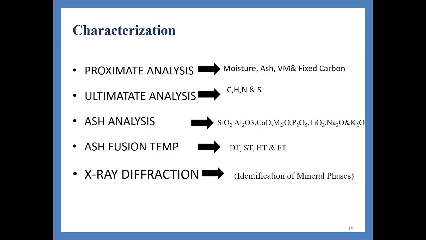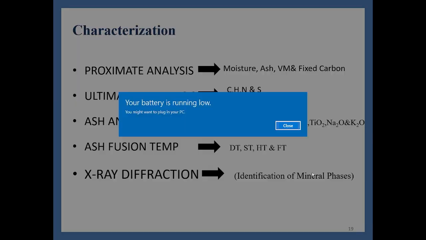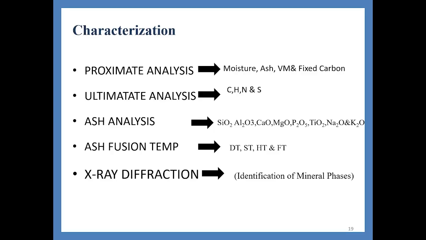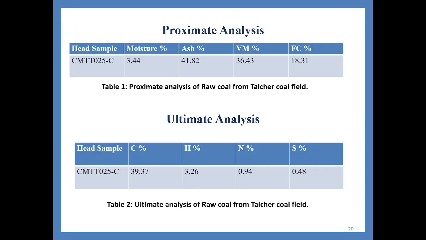For characterization, we use proximate analysis, moisture, ash, VM and fixed carbon; ultimate analysis, CHNS analysis; fusion temperatures; and X-ray diffraction. In proximate analysis, generally the moisture, ash, VM and FC, this is the head sample. So these are the moisture, ash, VM and FC percentages. Ultimate analysis: carbon percentage, hydrogen, nitrogen and sulfur percentage we identify from the equipment.